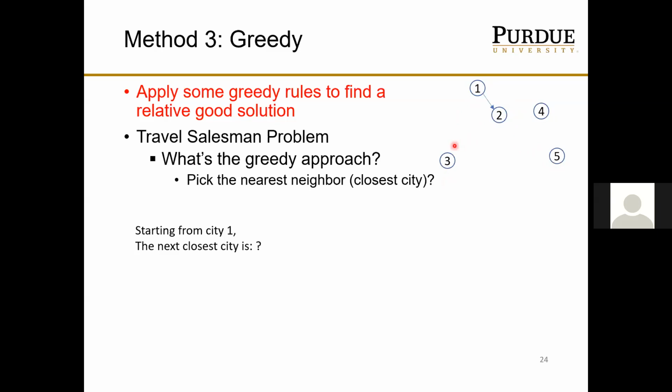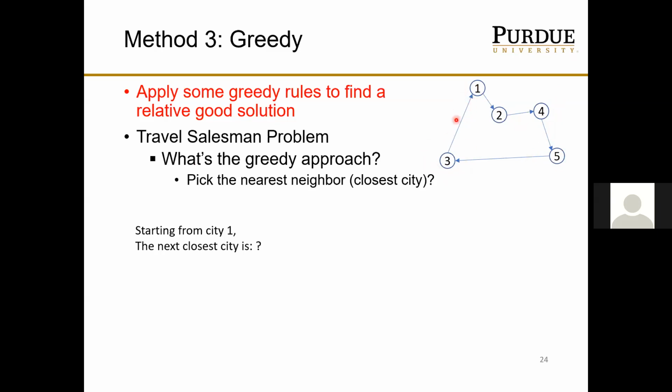And then starting from 2, what's the next one? That's correct, we need to go to city 4, because that's the closest city to city 2. So this is a gradient. And then we can go to 5. From 5, because the only city left is 3, we directly jump to 3, and then we go back home, correct? So that's the way to generate a solution for the traveling salesman.